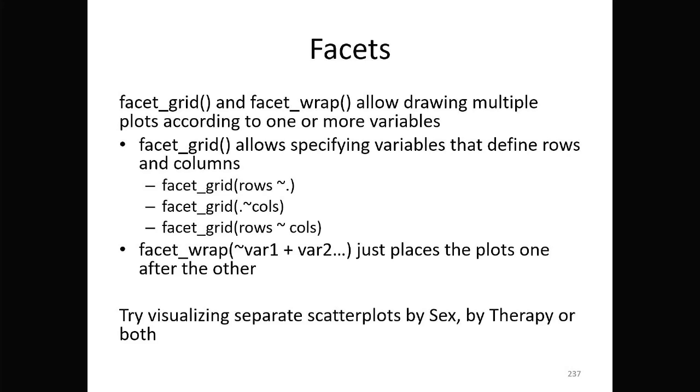You can specify both rows and columns to obtain a three-dimensional grid of plots. Facet wrap is somehow similar but easier to use. You have tilde and all the variables that you want to split the plot by, but instead of arranging them in a well-ordered grid, it just places them one after the other from left to right, from top to bottom. It can be useful, for example, when you have many variables you want to split your plot for, and you don't care very much that they are arranged in a special grid. For example, let's try visualizing separate scatter plots by sex, by therapy, and both.